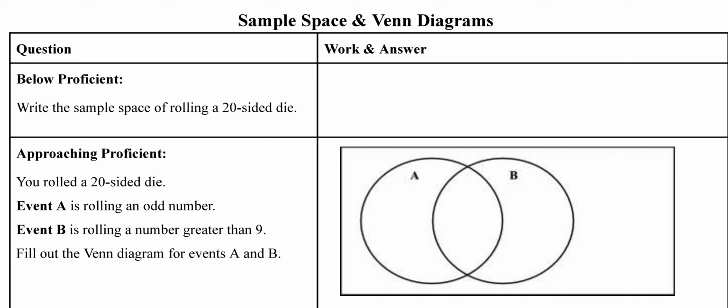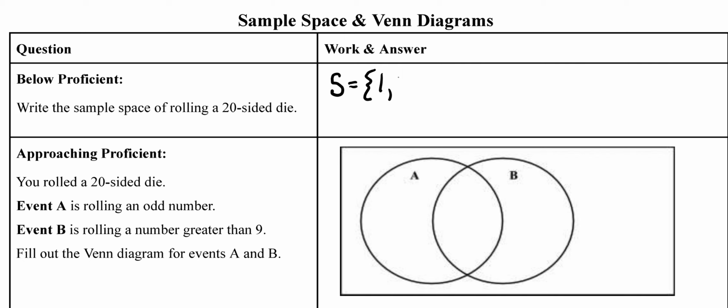Okay, so this below proficient, write the sample space of rolling a 20-sided die. The sample space is all of the different possibilities, all of the outcomes, we call them, all of the possibilities. And so if I write maybe S for sample space, I can write, I could roll a 1. This is a 20-sided die.